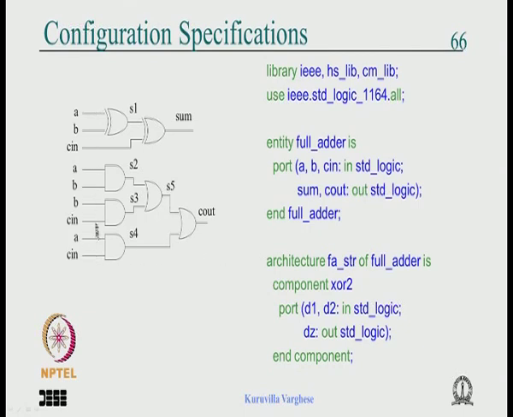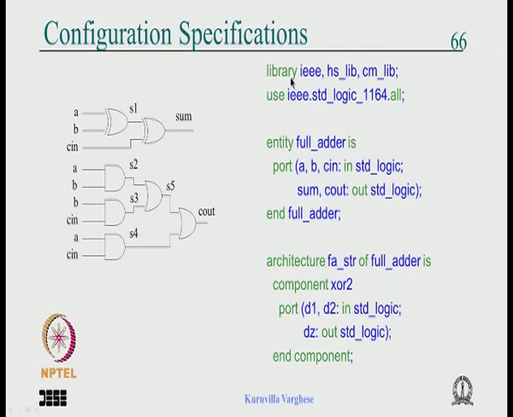We take the full adder as an example. So equations are simple: A XOR B XOR C, that is the sum. So we are going to instantiate two XOR gates: AB gives S1, S1 and Cin gives the sum. And for the carry out, AB, BC, AC: AB gives S2, BC gives S3, AC gives S4, then S2 and S3 give S5, S5 and S4 give Cout. So 2 XOR gates, 3 AND gates and 2 OR gates. So let us look at the configuration specification first.